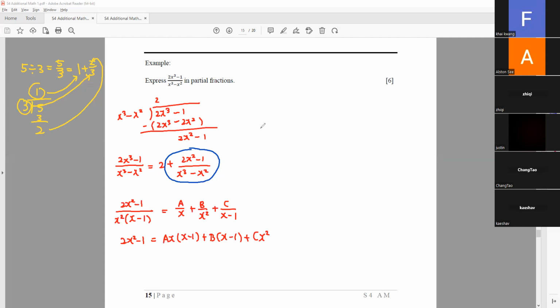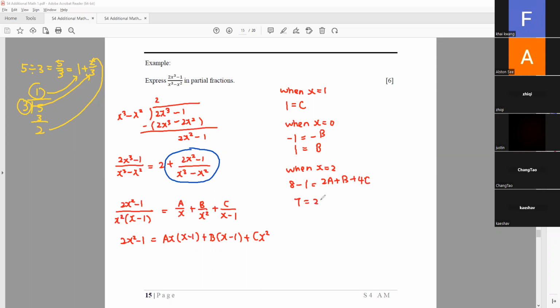So now we let x be certain values. When x is 1, 1 is equal to c. We find c. When x is 0, -1 is equal to negative b. So b equals 1. Okay, last but not least, you can just let x be any number. I let it be 2. So 2 cubed is 8, 8 minus 1 equals 2a plus b plus 4c.